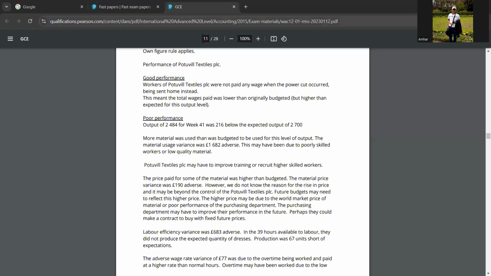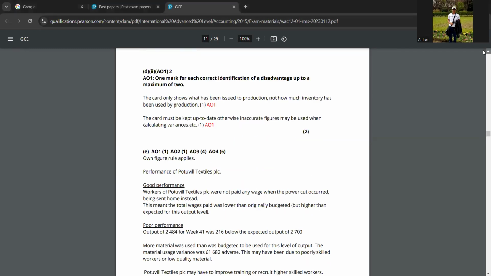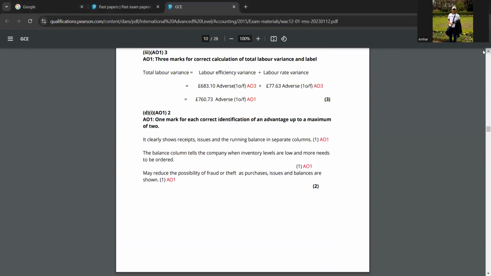Okay. So the question says, D part first one, two advantages of using a store's ledger record card. So your answer was okay, but then you can write these answers also. You can write it clearly shows receipts, issues, and the running balance in separate columns. Do you know what is meant by running balance?